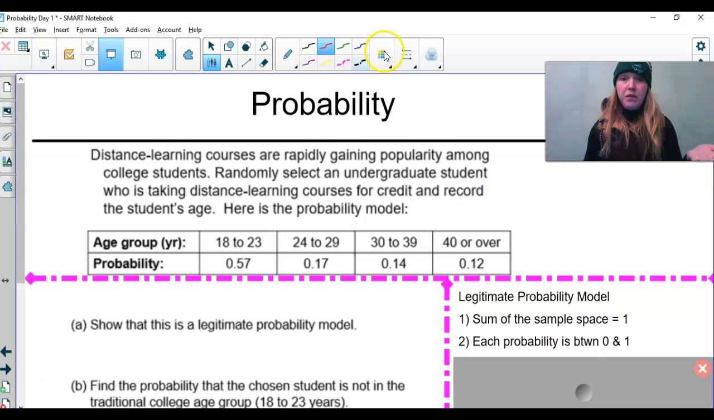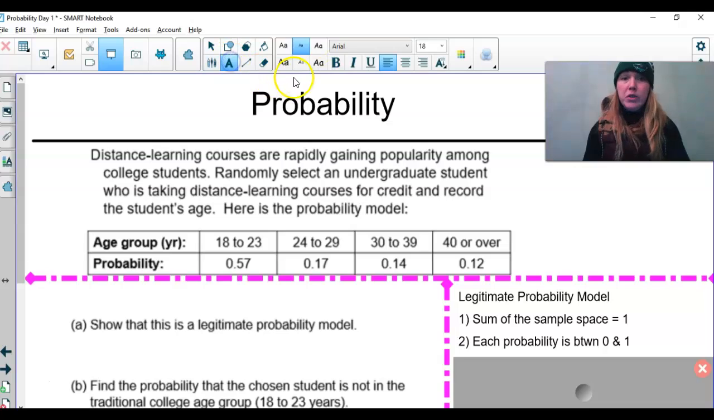So first things first, all you would do is get your trusty calculator out, and you would add up and say, okay, so 0.57 plus 0.17 plus 0.14 plus 0.12, is that equal to 1? In my calculator, it says 1. We are good to go.